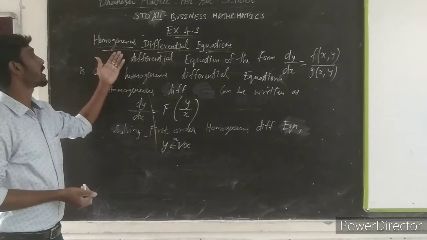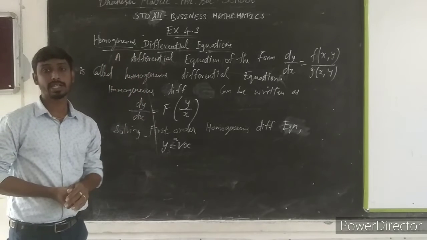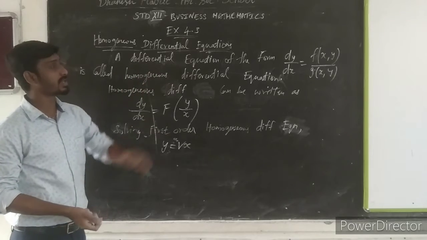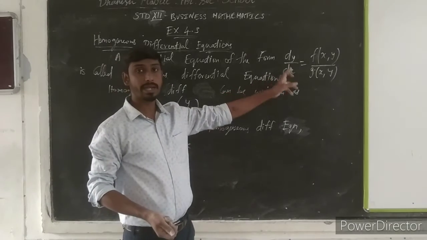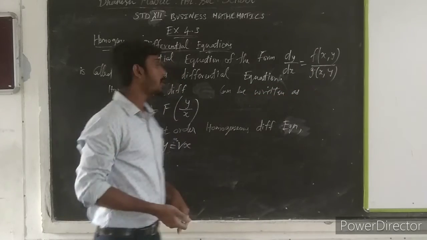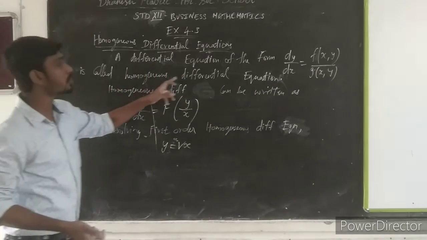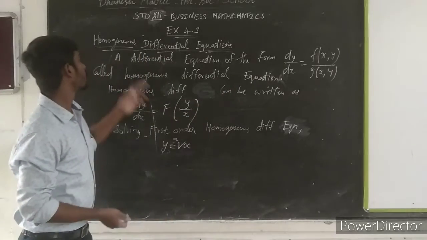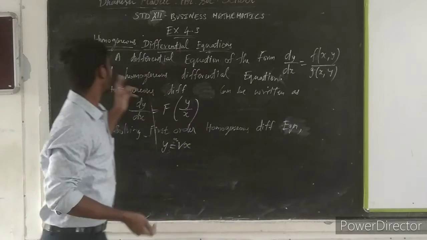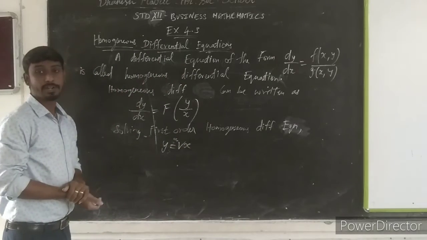So today we are going to see about the homogeneous differential equation. What is meant by homogeneous differential equation? A differential equation of the form dy divided by dx equal to f of x comma y divided by g of x comma y is called a homogeneous differential equation.